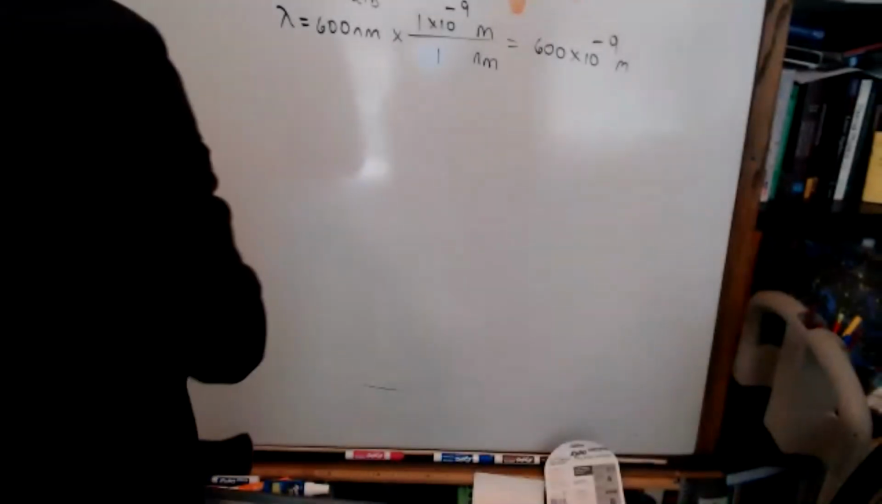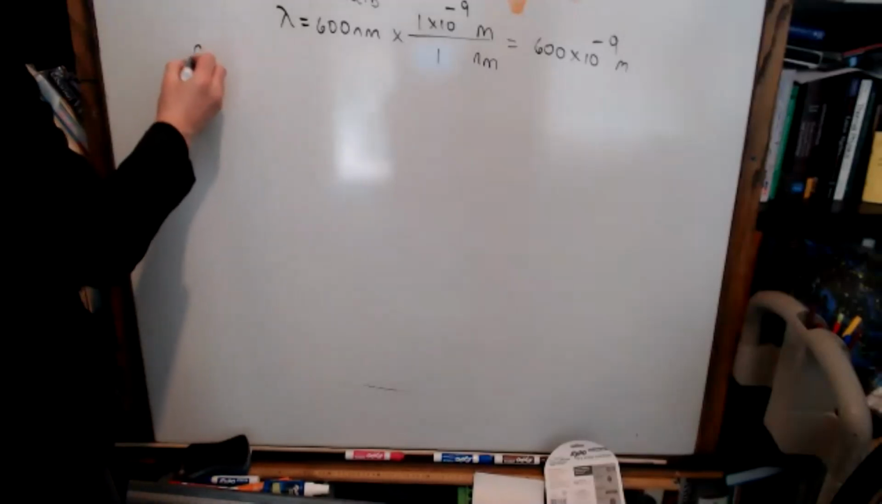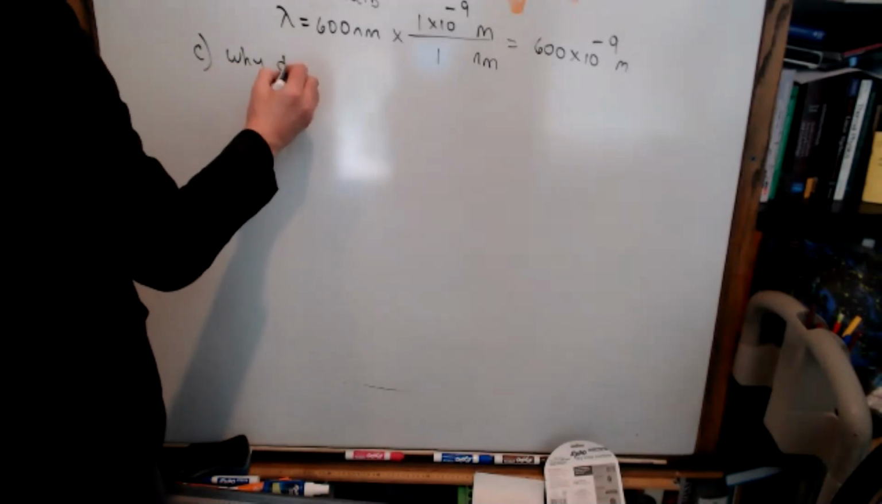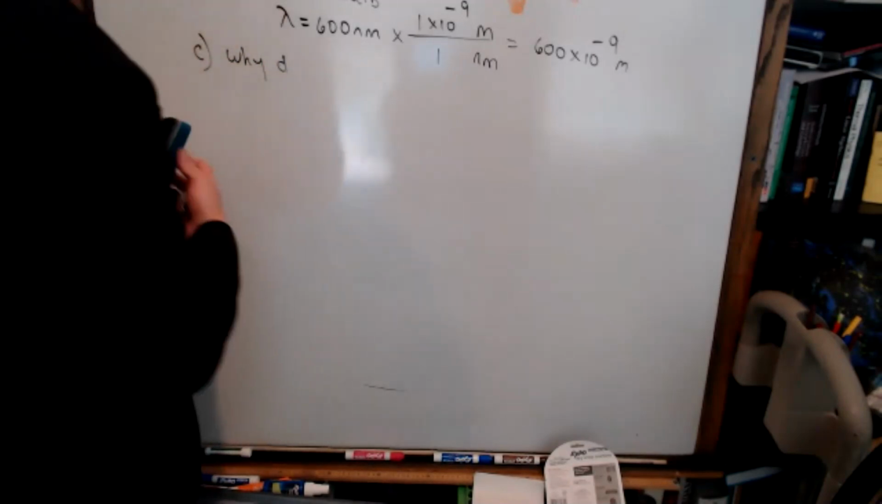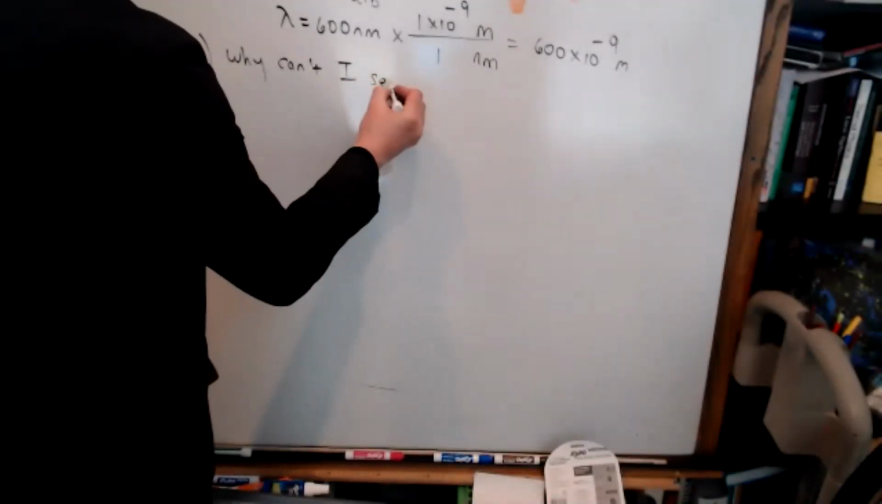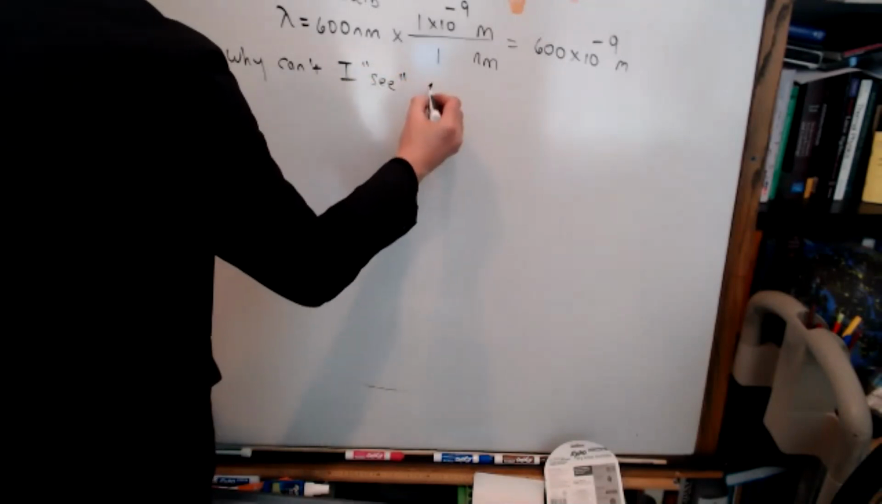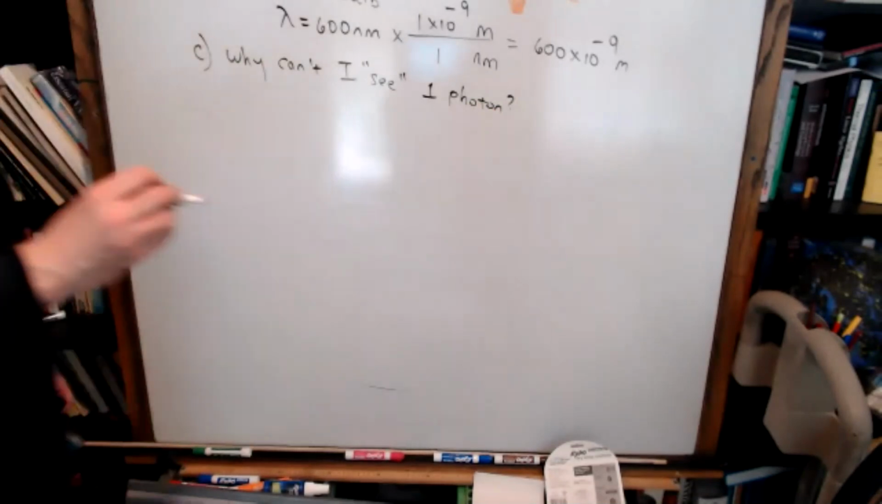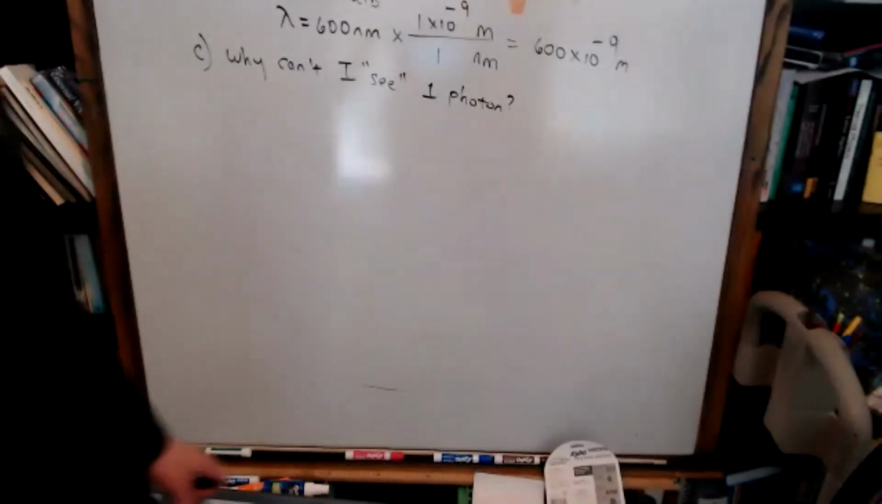What's part C say? Based on your answer to part B, explain why we don't notice the particle nature of light in our everyday lives. In other words, it's asking the question, why can't I see one single photon? Does anyone want to guess the answer to that question?